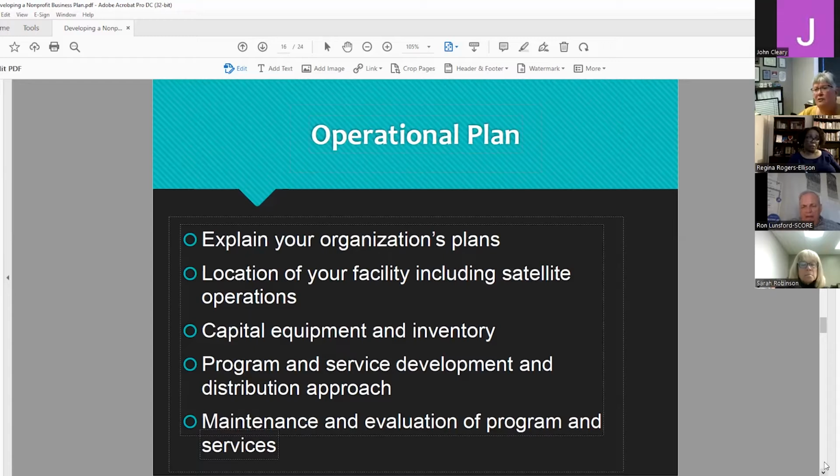And then how will you continue to maintain those programs and services, those products, whatever it is that you're doing, and how will you intend to evaluate whether or not they're effective? With the Kansas Nonprofit Chamber, one of the things that we do is we're constantly reevaluating what we're doing. Is this effective? We're constantly giving out surveys at the end of our programming, getting feedback that way. So whatever it is you're going to do to help maintain and evaluate those programs, and back up and regroup if you need to do so.